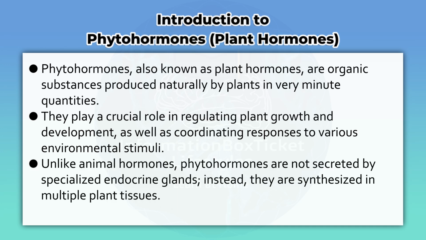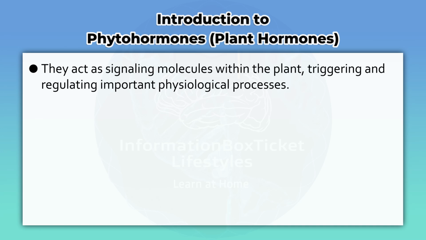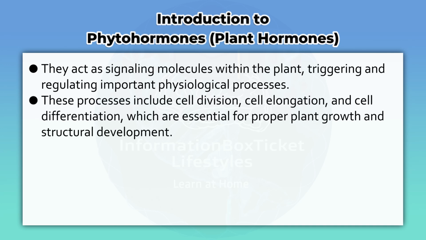Unlike animal hormones, phytohormones are not secreted by specialized endocrine glands. Instead, they are synthesized in multiple plant tissues. They act as signaling molecules within the plant, triggering and regulating important physiological processes. These processes include cell division, cell elongation, and cell differentiation, which are essential for proper plant growth and structural development.